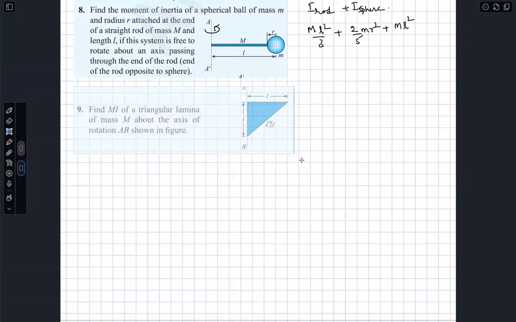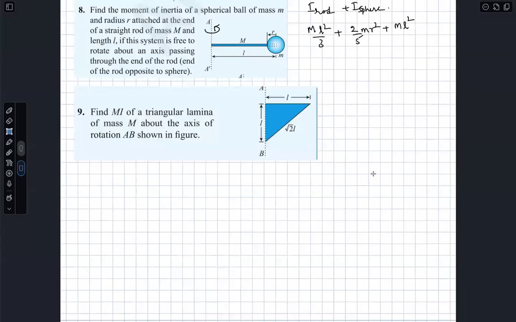See, till now, we have done the square lamina and the rectangular lamina. This part we don't have actually. But this can be done very simply. Why? Because this is L, this is L. Now imagine if I construct, this is rare, imagine that is a square plate.